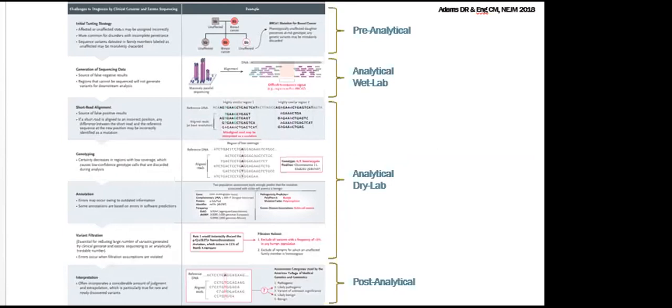Then lastly, we talk about post-analytical. As regards post-analytical, the challenges involve judgment of analysis by the researcher and clinician. So there's a risk for a considerable amount of judgment and exploration, which can happen in the case of rare or new variants. So one of the main concepts of genomic sequencing, particularly for data scientists, is for us to be able to reflect very well and do an analysis clearly when it comes to moving from the pre-analysis from wet lab down to dry lab.